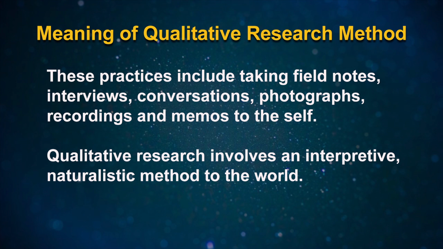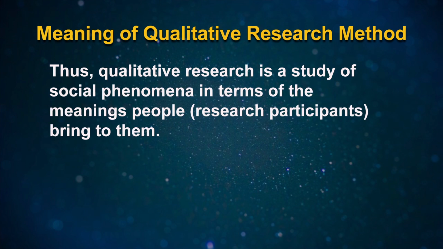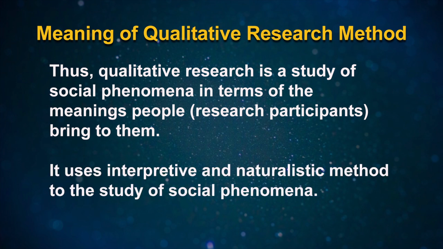At this level, qualitative research involves an interpretive, naturalistic method to the world. This means that qualitative researchers study in their natural setting, attempting to make sense of or to interpret phenomena in terms of meanings people bring to them. Thus, qualitative research is a study of social phenomena in terms of the meanings people, that is, research participants, bring to them, and uses interpretive and naturalistic method.